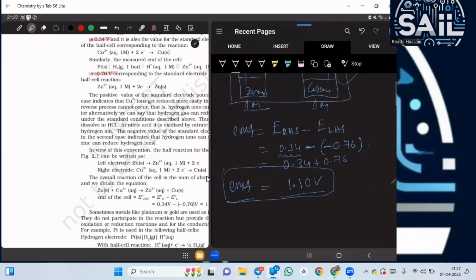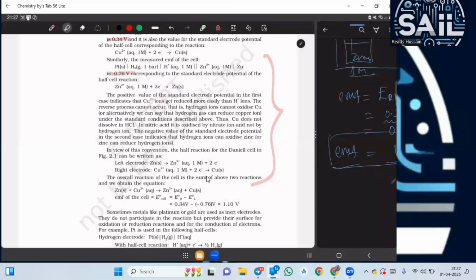Again, this explanation is given in this part, but I will continue from this probably tomorrow, and I will let you know the timing of tomorrow's class.